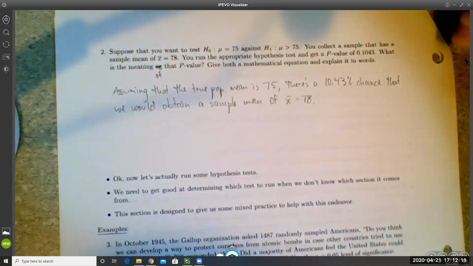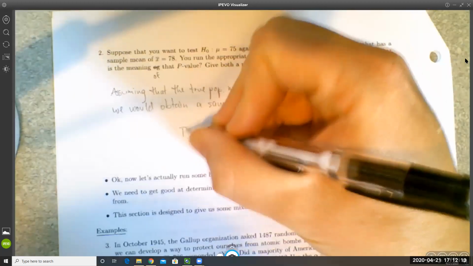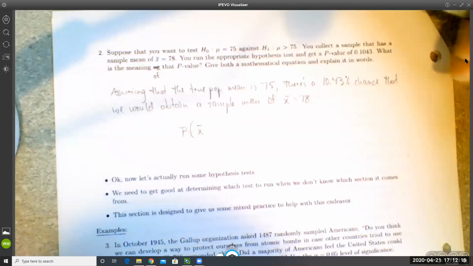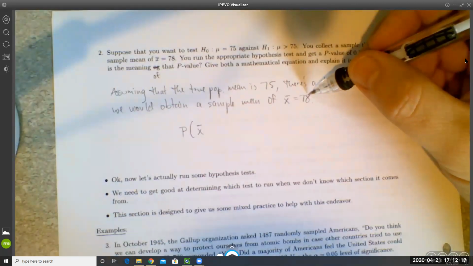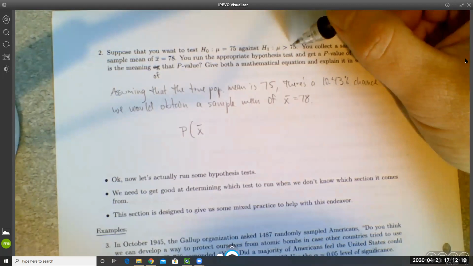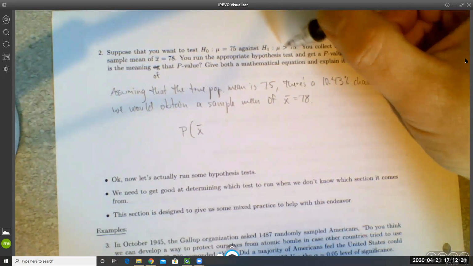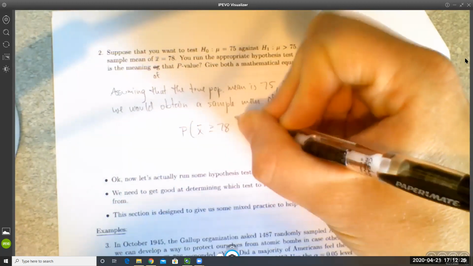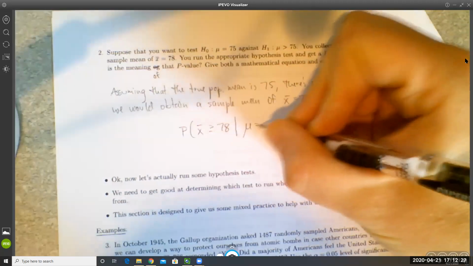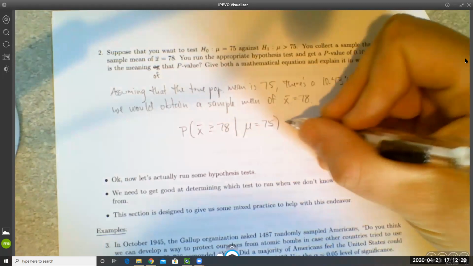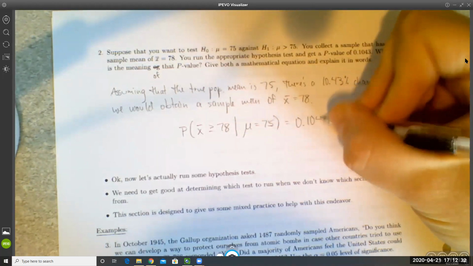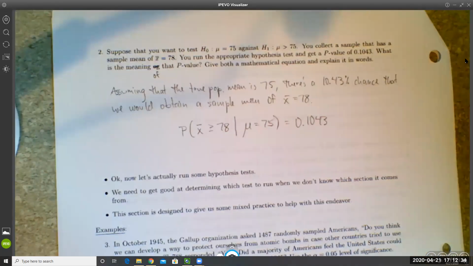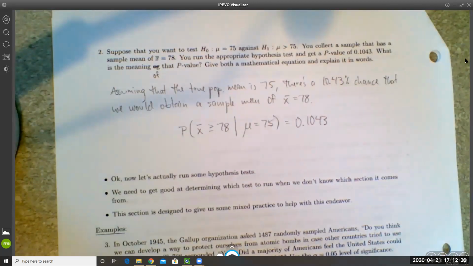In math symbols, we would say this: probability that x bar. Now in this case, we're computing the probability x bar is 78 or bigger, right? So probability x bar is greater than or equal to 78, given that mu equals 75, is 0.1043. Okay, and that's that.